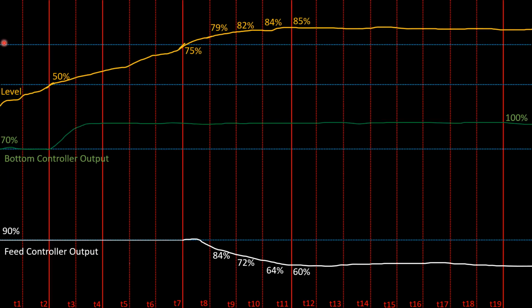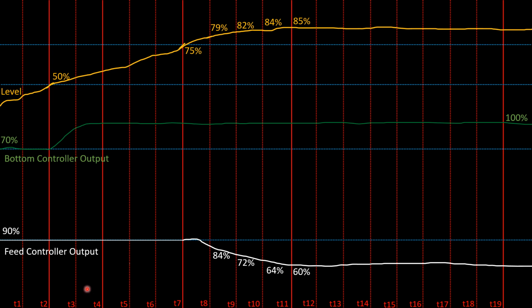As you can see, we have 4 blue dotted lines. The first blue dotted line is the set point for the override controller for base level. The second blue dotted line right here is the set point for the base level controller, which is controlled by the bottom's control valve. The third blue line is the initial value for the bottom controller output, and the fourth blue dotted line is the initial value for the feed controller output. Each vertical red line is a different sampling period.